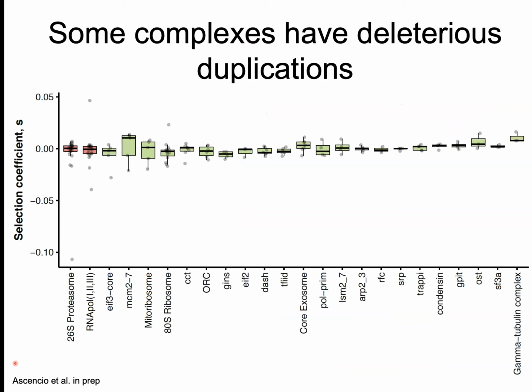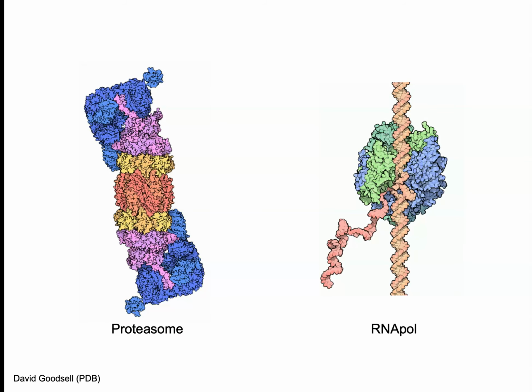If we look at protein complexes one by one, we see a pattern like this, where we have on the x-axis several complexes for which we duplicated subunits, and you can see that the median is always around 0. But there are some cases where we do see deleterious effects, for instance, in the proteasome and the RNA polymerase. So for the rest of the project, we decided to focus on these two. The RNA polymerase and the proteasome are very important complexes. The proteasome regulates the active degradation of proteins in the cell, and the RNA polymerase is responsible for synthesizing mRNAs.